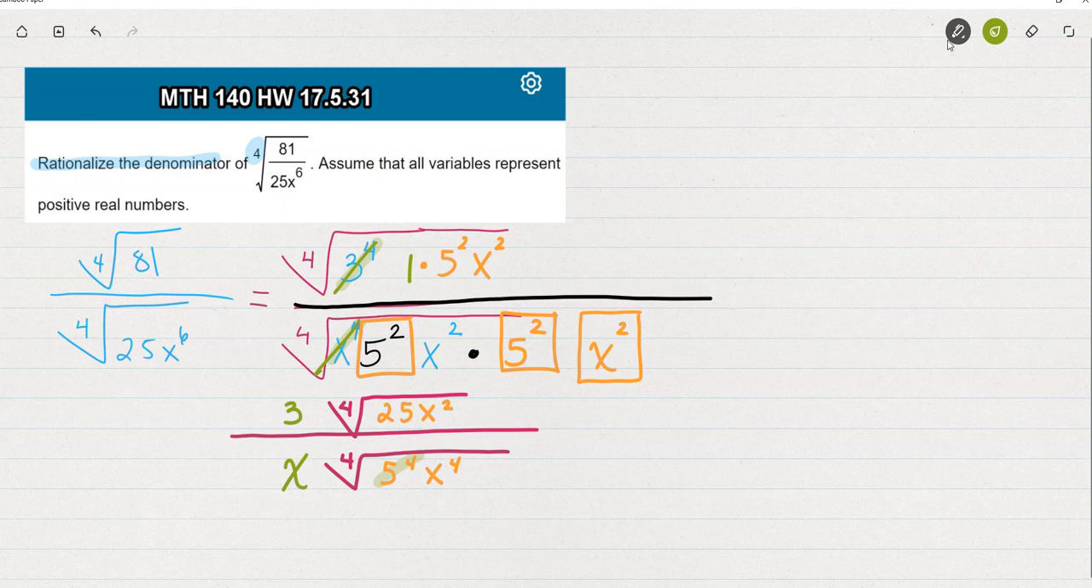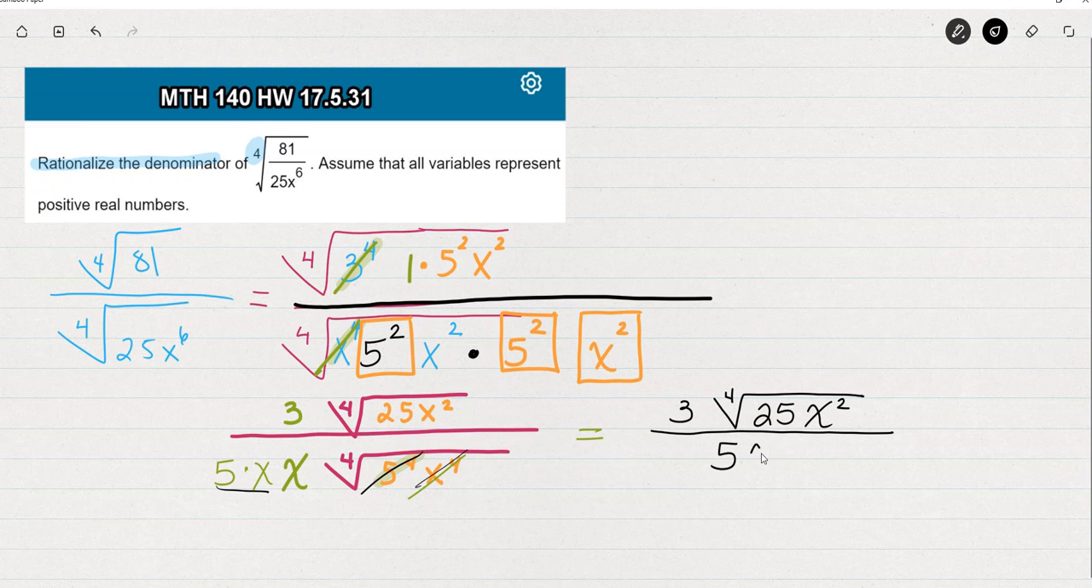So 5 to the 4th can come out of the radical because it's a 4th root as a 5. X to the 4th comes out as an x. And when I rewrite this, my final answer is 3 times the 4th root of 25x squared. Now, did you hear I said 4th root, but I didn't write that 4 in there. I wanted to demonstrate that as a very common error, because this isn't quite correct until I write that 4th root in there. So we've got 3 times the 4th root of 25x squared, and in the denominator, our 5 to the 4th 4th rooted, and x to the 4th 4th rooted became 5 times x. So in the denominator, I have a 5x squared. And that's it. That's the final answer here.